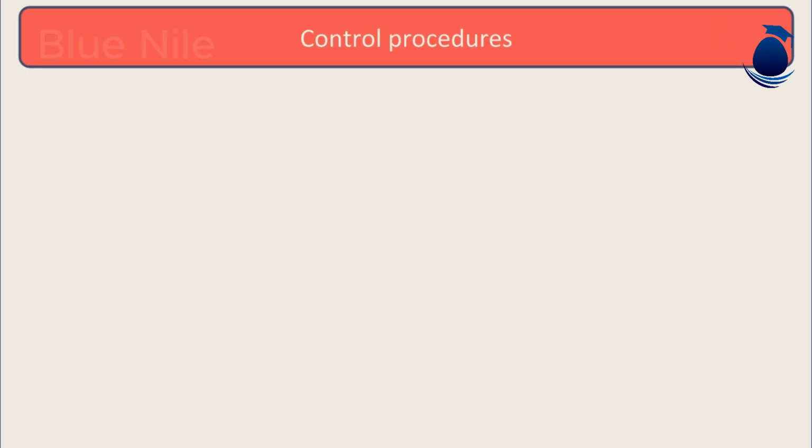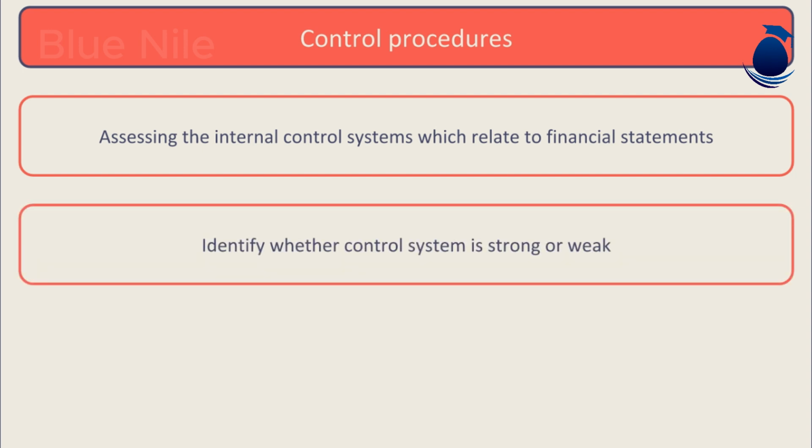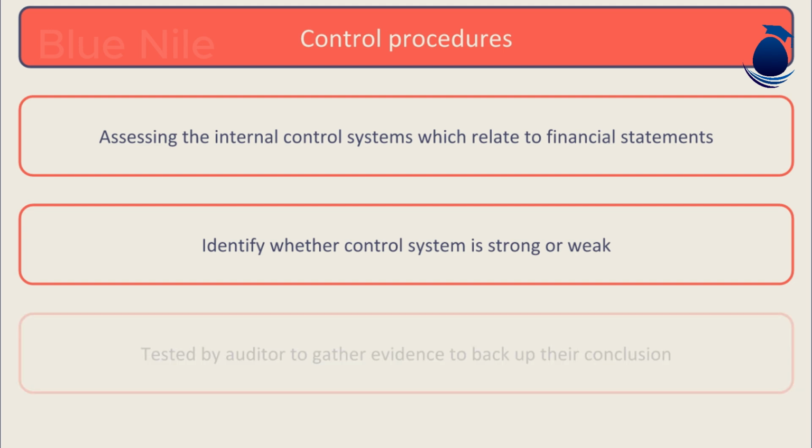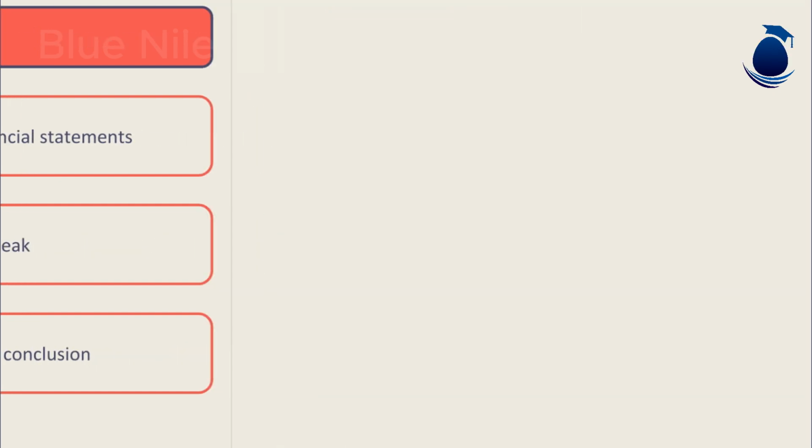Controls procedures are carried out when an auditor is assessing the internal control systems, which relate to the financial statements. The auditor has a responsibility to identify whether the control system is strong or weak. The system should then be tested by the auditor to gather evidence to back up their conclusion.